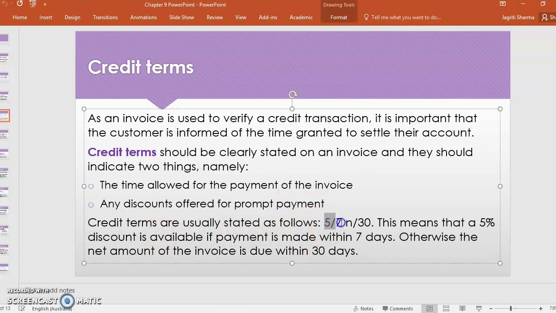So 5/7 means that if the customer makes the payment within 7 days, they'll get a 5% discount. However, n equals 30 means the number of days to make the payment is 30 days. So they need to make the payment within 30 days, but if they pay within 7 days, they get a 5% discount. If they make the payment on the 8th day, they still need to make the full payment. They won't get the discount.